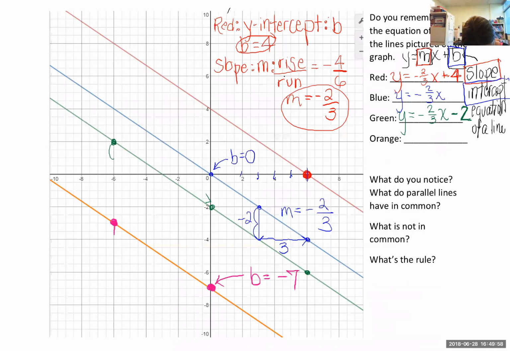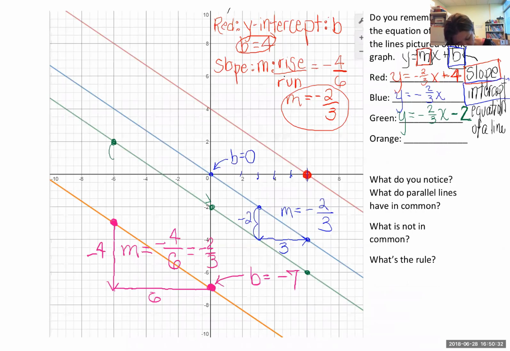So I go down 1, 2, 3, 4. I went down 4. And I'll go over 1, 2, 3, 4, 5, 6. Over 6. So my slope is going to be my rise, which in this case is actually a fall, -4, over my run, I went and ran 6. And again, if you were to reduce -4 over 6, you would get -2/3.